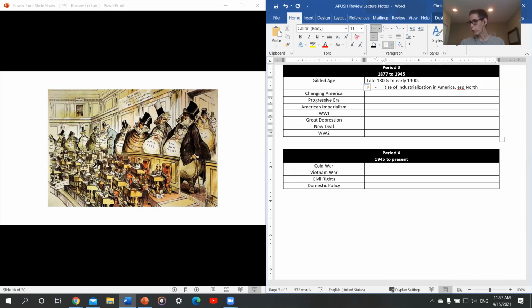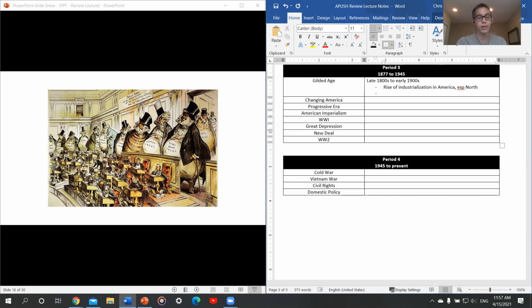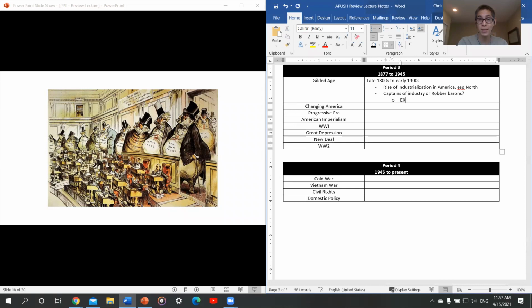And you might remember that we had this question of whether or not the leaders of the Gilded Age were captains of industry or robber barons. So it's always a good idea to have one or two examples ready for that. Maybe Rockefeller or Carnegie. You could do Vanderbilt or Morgan as well. Captains of industry, because they created these massive oil and steel and railroad industries. And they led to a lot of economic growth, a lot of industrial growth as well.